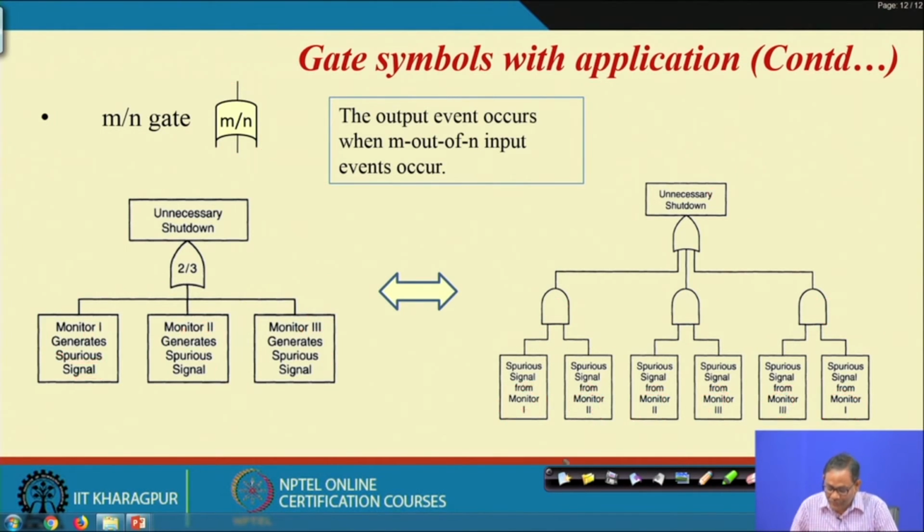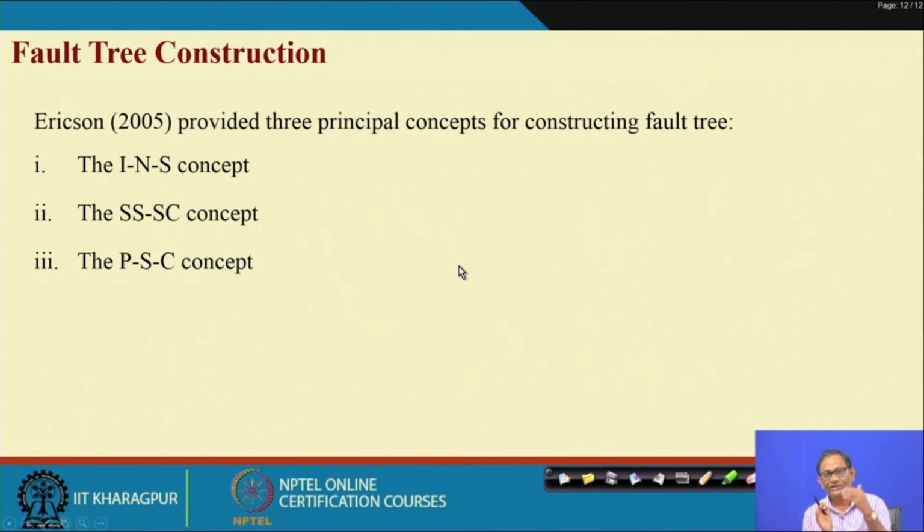Okay. So, we have explained the event symbols and gate symbols. Then, using those symbols, you have to develop or construct the fault tree. Ericsson has given three concepts: the INS concept, the SSC concept and the PSC concept. We will discuss what those concepts are. The first two I will just give you the definition from the Ericsson book, and the last one we will discuss at length.